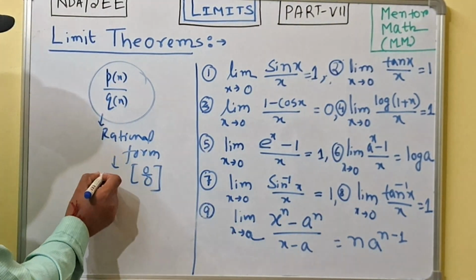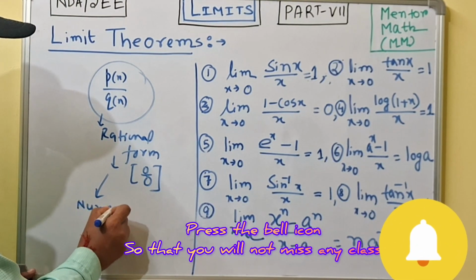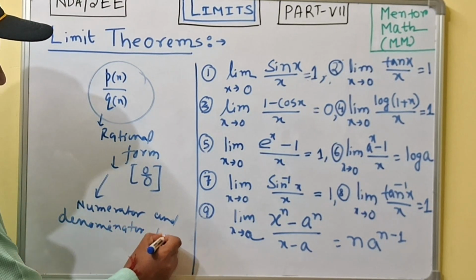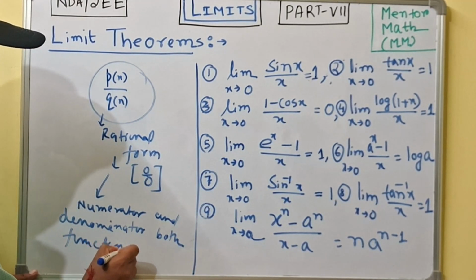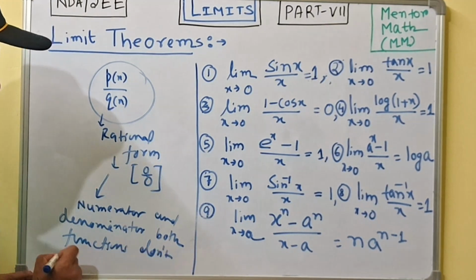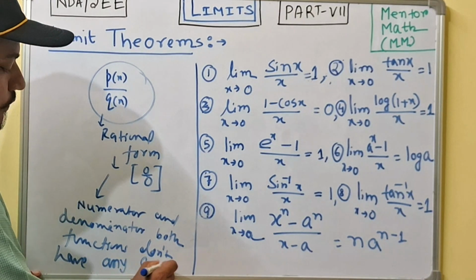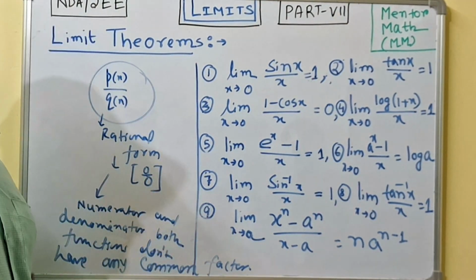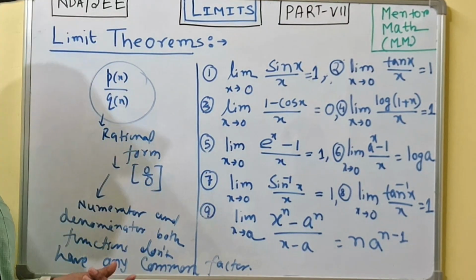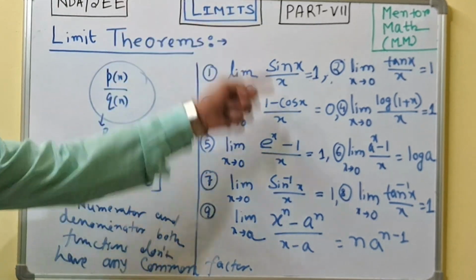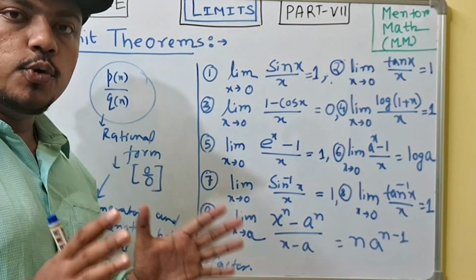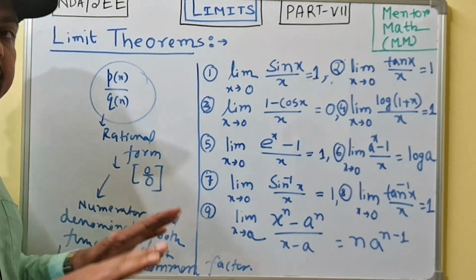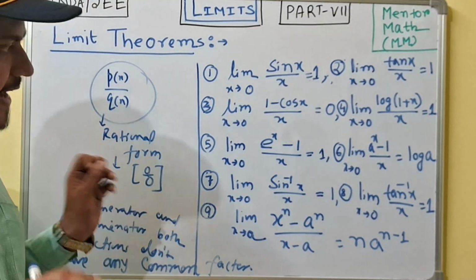Okay, and if you see numerator and denominator, both functions don't have any common factor, and you see that the form is rational form as well as 0 by 0 form. So when we evaluate the limiting case, in that situation you can use these important theorems, 9 theorems, 9 properties. You have to remember these properties for finding this type of problem. Okay, when you see the quantity rational form as well as 0 by 0 form, and numerator and denominator both don't have any common factor, that time you can use this theorem.